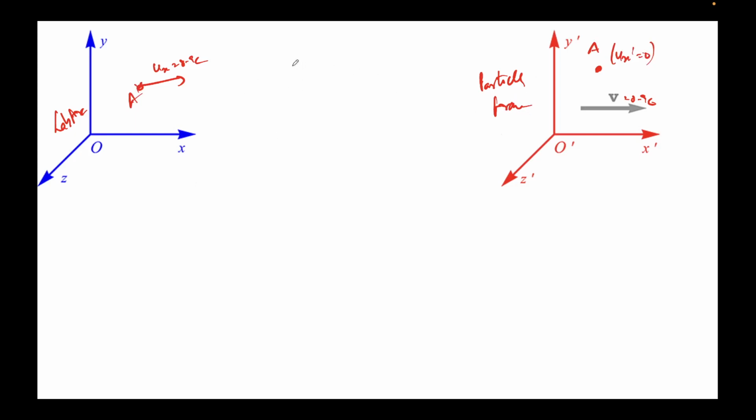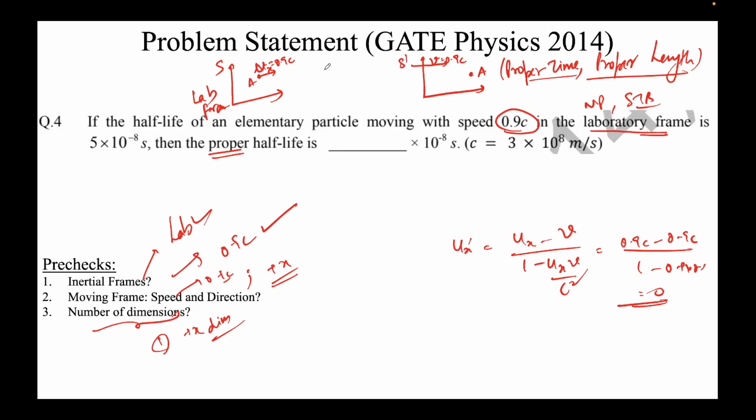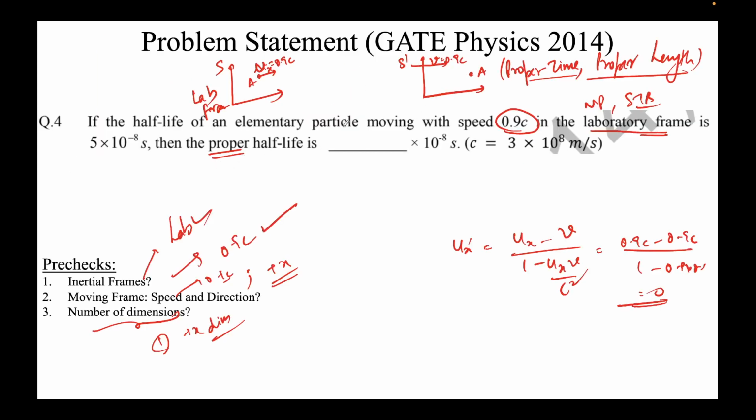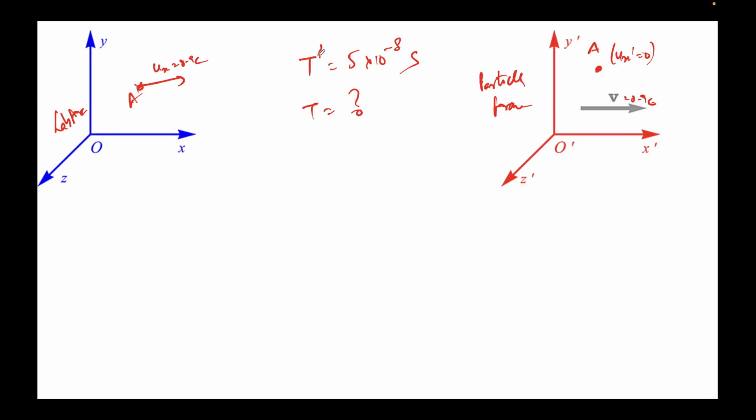And what we need to determine: we were given the half-life, sorry, we were given the half-life in the lab frame. Okay, so we were given t equal to 5 into 10 to the power minus 8 seconds, and we are required to determine the proper half-life. Note, half-life is nothing but a unit of time. That's why we can use the formula for time dilation.